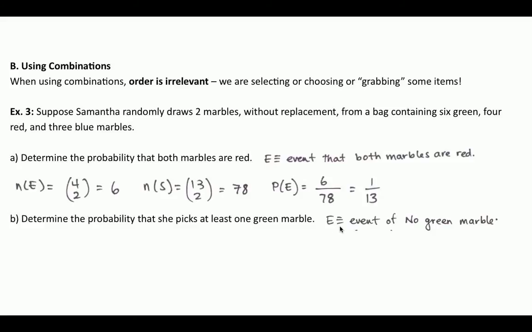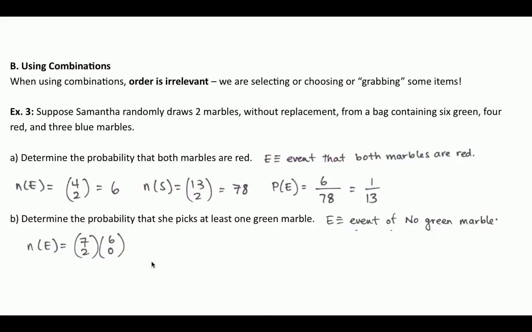So let's say that E is the event of no green marbles, which is a little bit different because this is what we don't want to have happen. So the number of ways that we can choose no green marbles is, okay, well here's our 6 green and we're going to choose 0 of them. Here's our 7 other marbles, and we're going to choose 2.